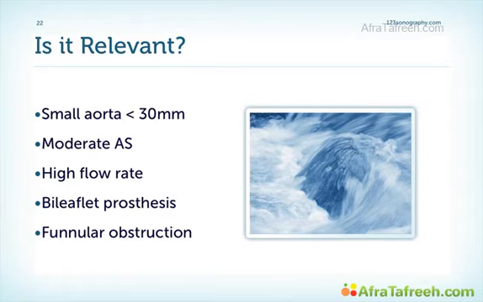If we have underlying high flow rate, for example, in hyperdynamic left ventricular function, or perhaps also in aortic regurgitation, or in patients with thyroid disease, or in patients who have tachycardia and very fast heart rate, this might be something that we have to consider. Sometimes we can also encounter this in bileaflet prosthesis, or if the patient has a very funnel-shaped obstruction.